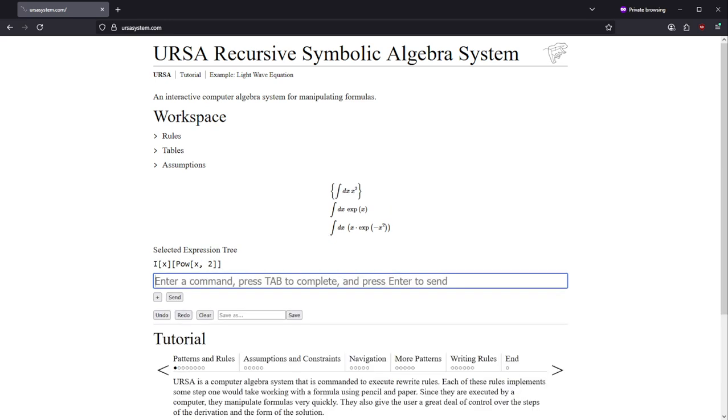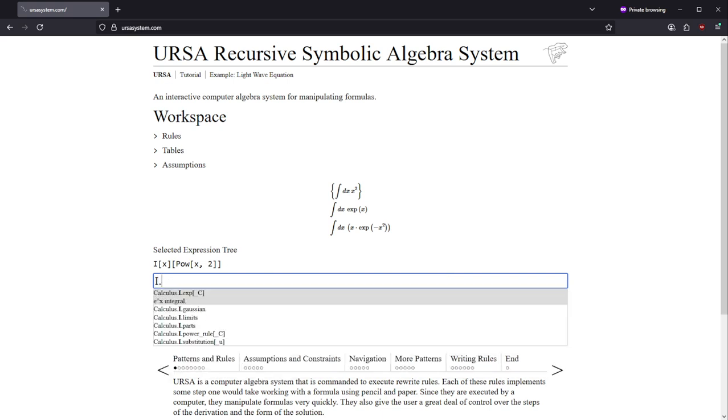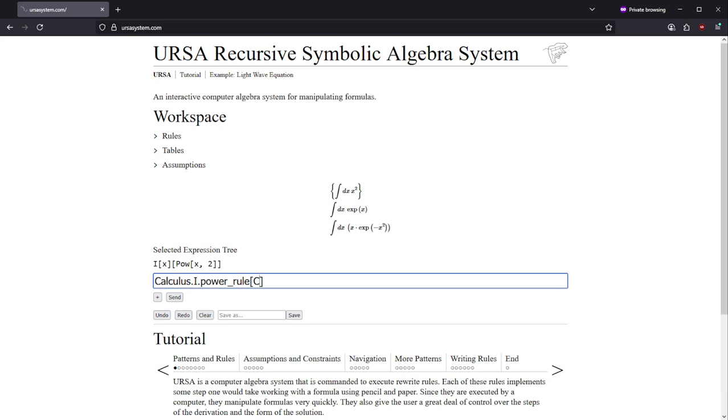So for the first one, int dx of x squared, we just need to use the power rule, and Ursa has the power rule. So typing in I.power rule, we can find that rule, and you give it the name of an arbitrary constant that you want to use in the outcome of the integral. So running that rule, we get x cubed over 3 plus c, which is my arbitrary constant.